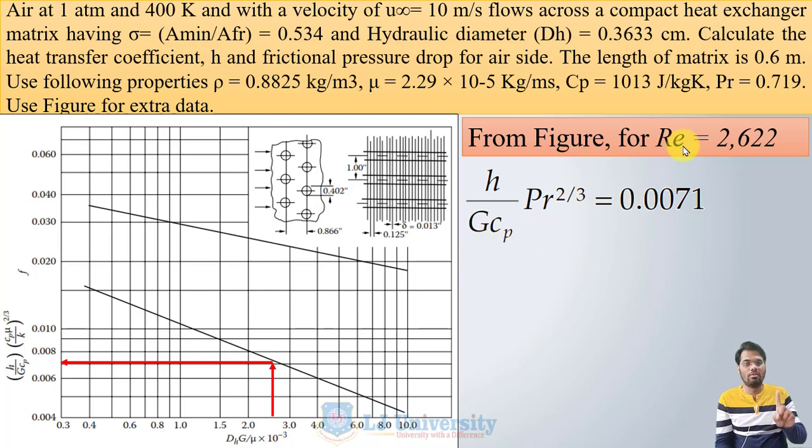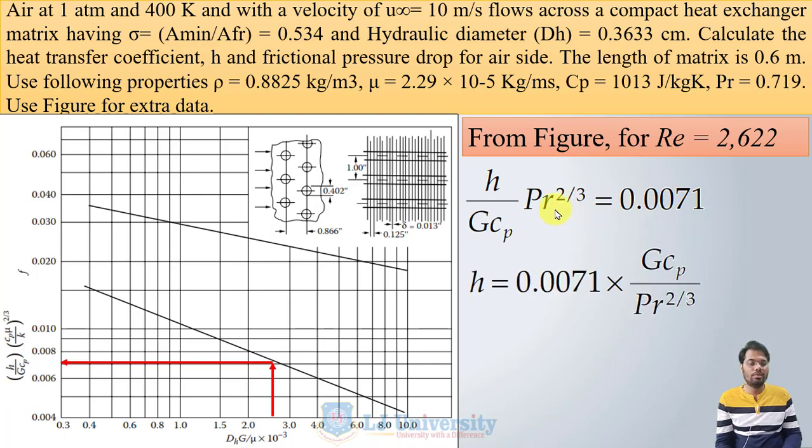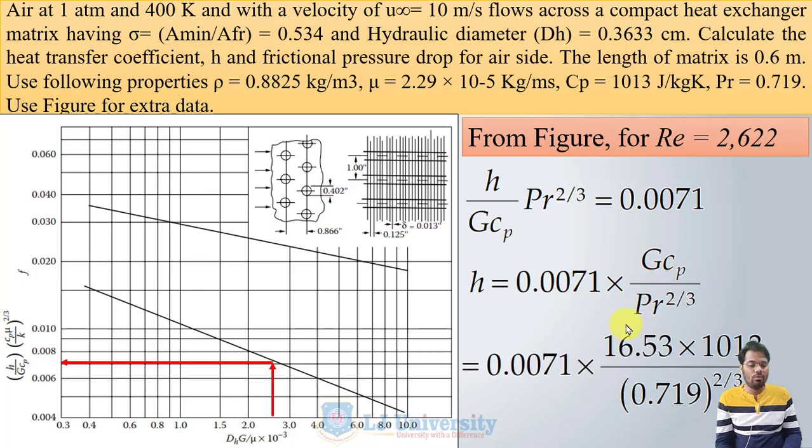So the first step is to find the Reynolds number from the given data. Then, by using the graph, from the Reynolds number you can easily find the value of this relation, Stanton number into Prandtl number to the power 2 by 3, which is 0.0071. Now in this equation only h is unknown. The Prandtl number is given in the data, 0.719. We know the value of G and the specific heat Cp. So by putting in the values, we get h as 148.1 watt per meter square Kelvin.